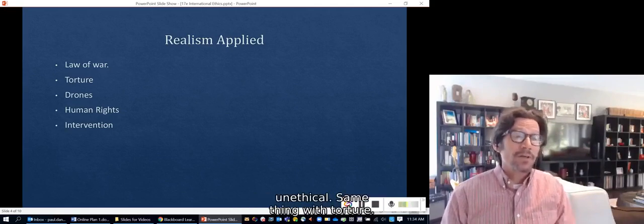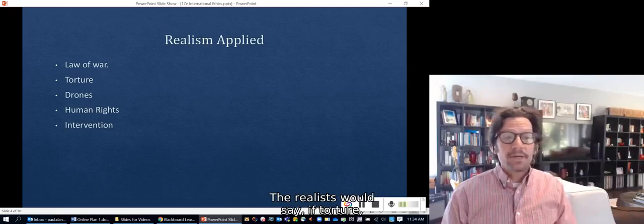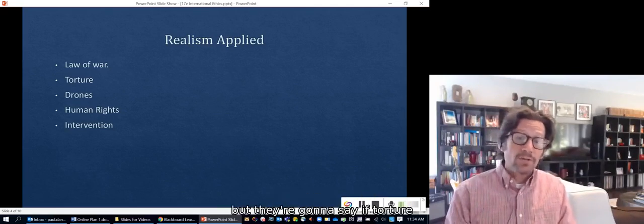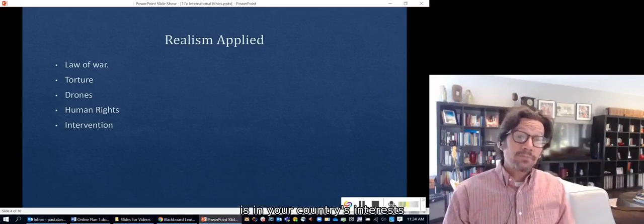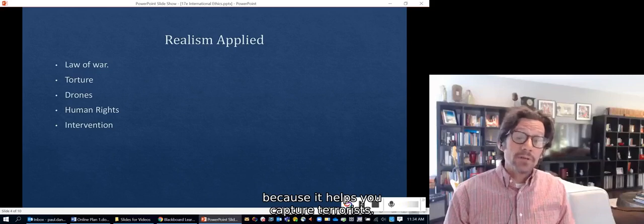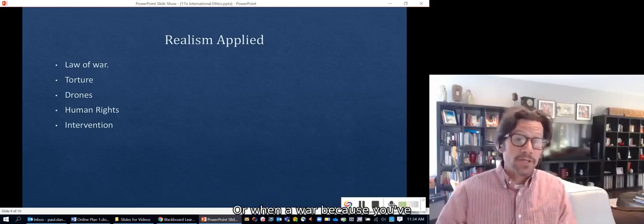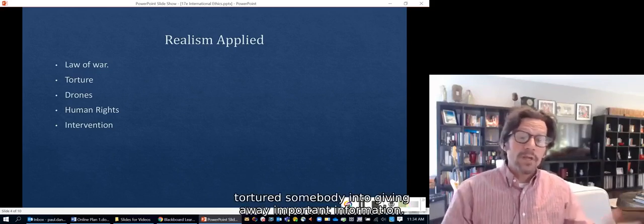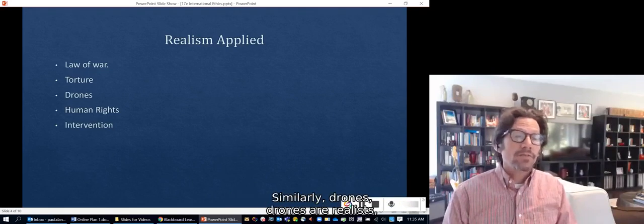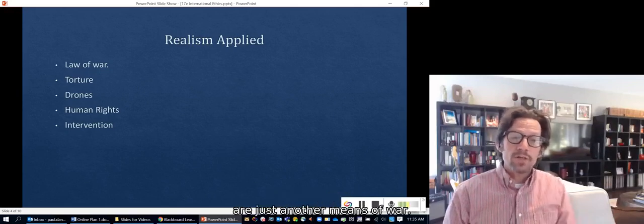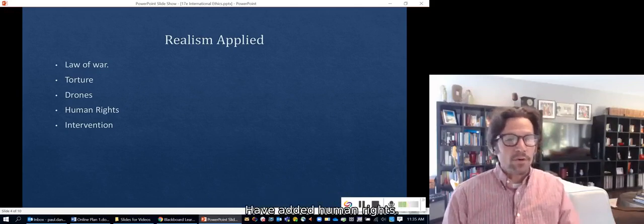Same thing with torture. Realists are not going to say torture is ethical, but they're going to say that if torture is in your country's interest because it helps you capture terrorists or win a war because you've tortured somebody into giving away important information, then they would say that's justified. Similarly, drones. Drones to realists are just another means of war. Have at it. Human rights.